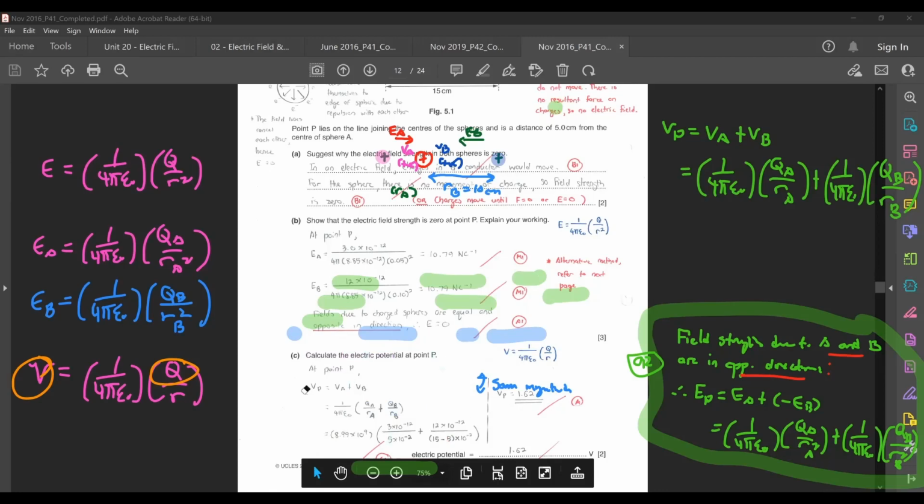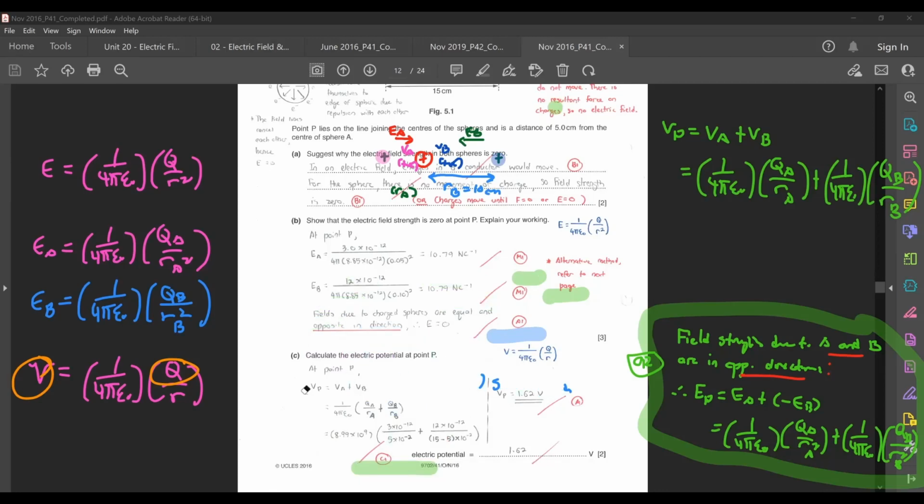You can actually simplify it by factorizing your constant. So here I mentioned VP is VA plus VB, 1 over 4 pi epsilon naught times QA over RA plus QB over RB. This value of 1 over 4 pi epsilon naught is already given inside your data sheet again, so you can just substitute it as one single value without doing any other calculations. Summing the values for QA, RA, QB, RB, you eventually get the potential as 1.62 volts. Okay, so that one is for this particular question.